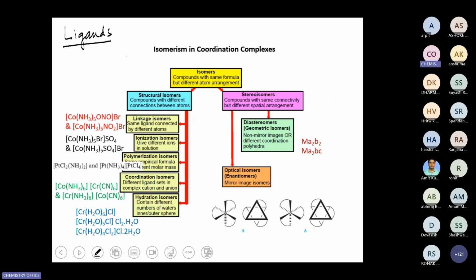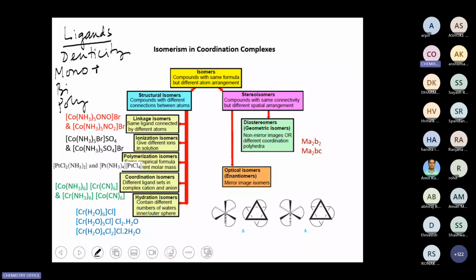Ligands are those groups of molecules or ions containing lone pairs of electrons, which can be donated to the vacant orbitals of a metal ion. Now, ligands can be of different types depending upon their denticity. Denticity means the number of sites by which the ligand can donate simultaneously to the metal ion. On the basis of denticity, ligands are classified as monodentate, bidentate, and polydentate.